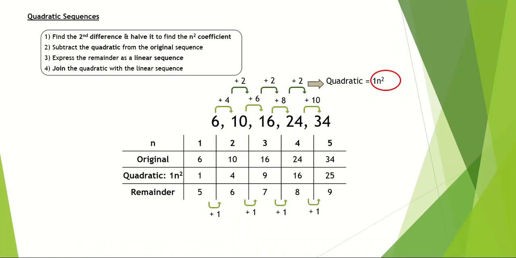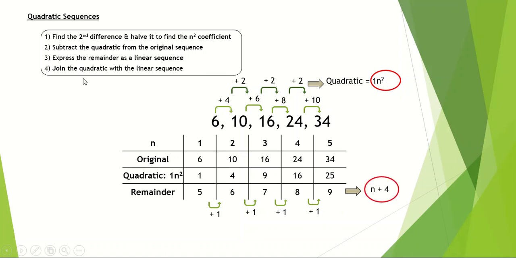And then multiply it to n. So that's 1 times 1, which is 1. And to get that 5, you have to add 4. 1 times 2 is 2, plus 4 is 6. Okay? And so on.